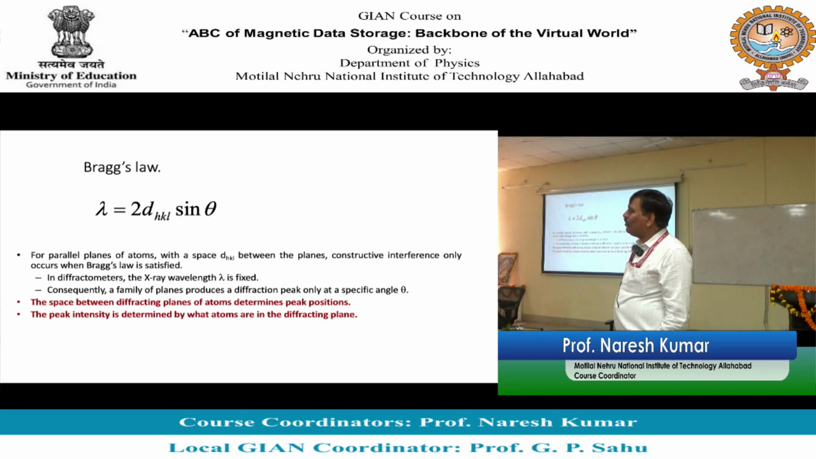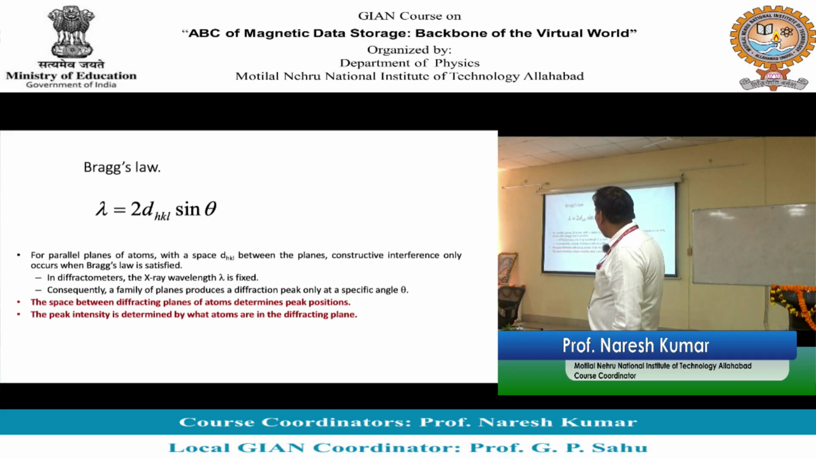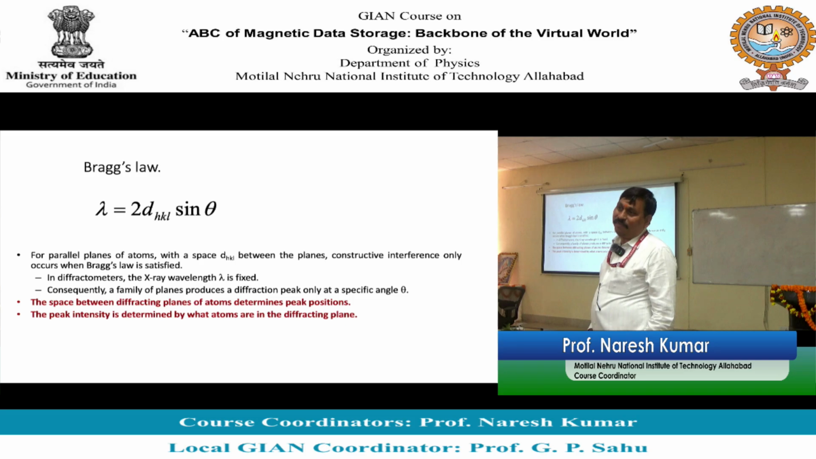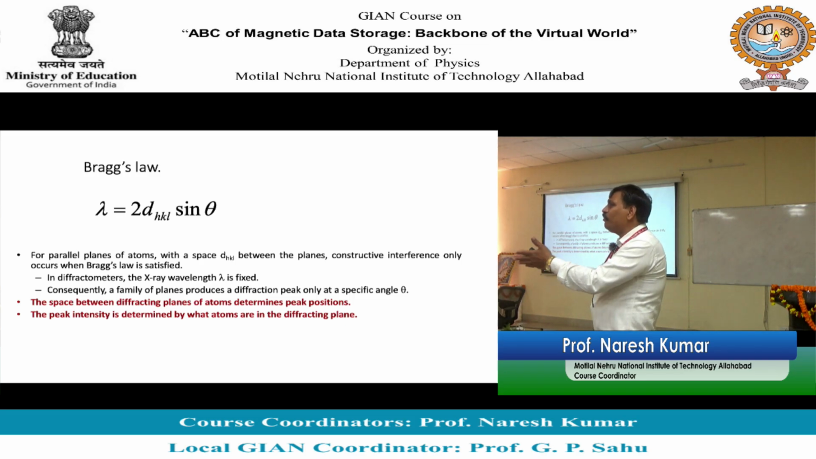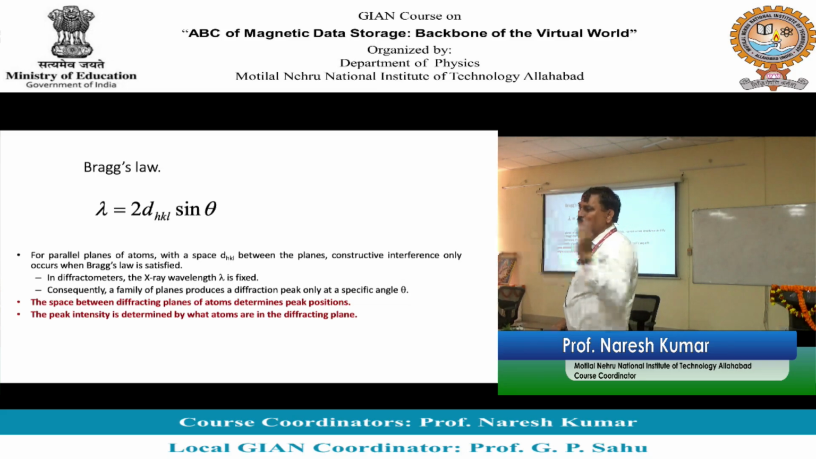If d is known, then I think you can remember the relation for cubic: d is equal to a by square root of h square plus k square plus l square. If you could somehow know hkl, you can find out the lattice parameter. So to study lattice parameter, your next job is कि वो जो प्लेन आ रहे हैं, जो पीक्स दिख रहे हैं, they are from which orientation.